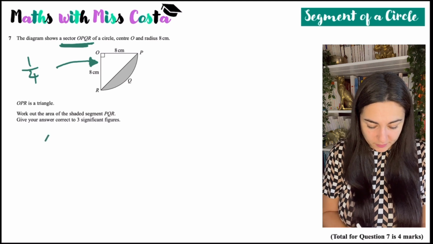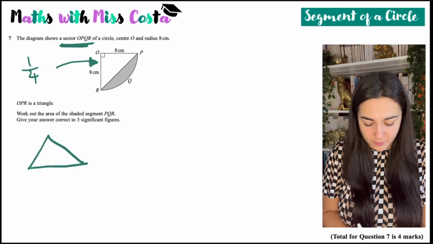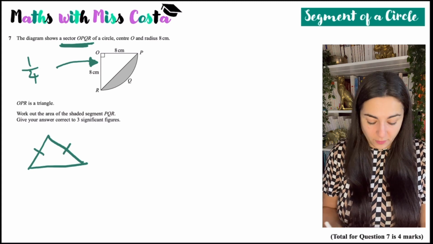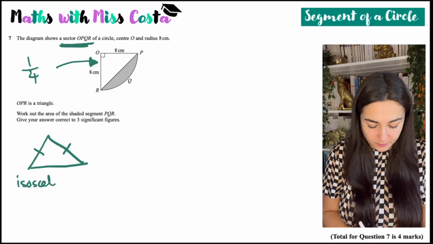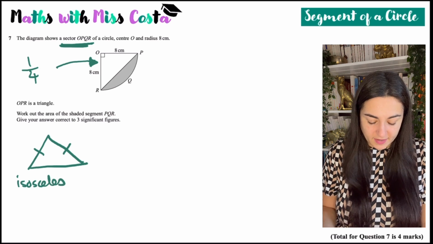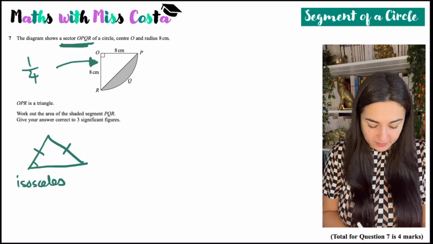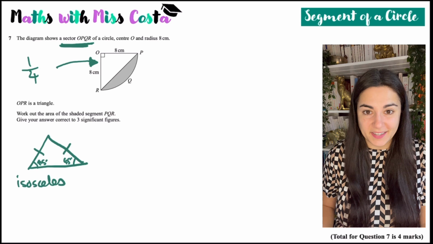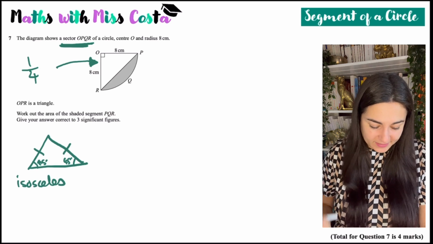OPR is a triangle, and what's important about this triangle is it's made up of 2 radii, so therefore it's an isosceles triangle because it has 2 equal sides. So if it has 2 equal sides, it means it's got 2 equal angles as well. I don't actually know if that's going to be relevant to the question because I haven't finished reading it, but just a little side note.